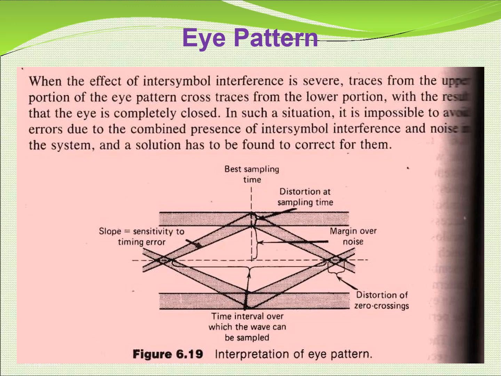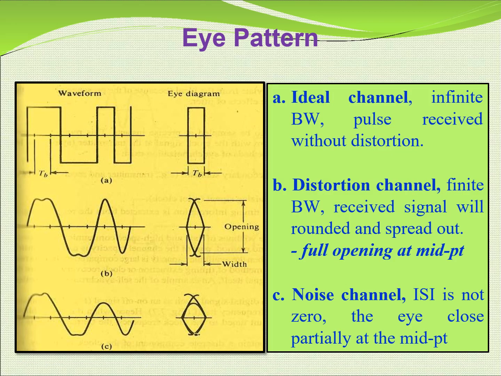When the effect of intersymbol interference is severe, the traces from the upper portion of the eye pattern cross the traces from the lower portion, with the result that the eye is completely closed. In such a situation, it is impossible to avoid errors due to the combined presence of intersymbol interference and noise in the system, and a solution has to be found to correct for them. So this is an interpretation of an eye pattern diagram. Here the eye pattern waveform and eye diagram are written.